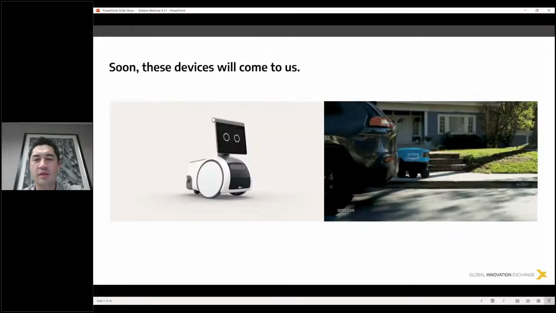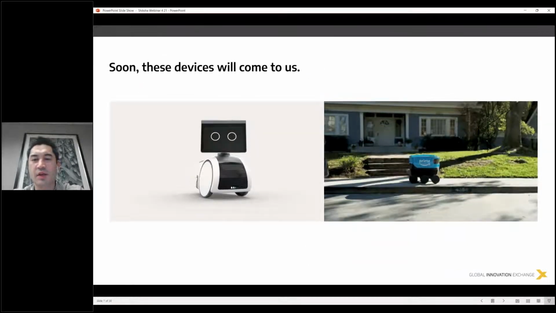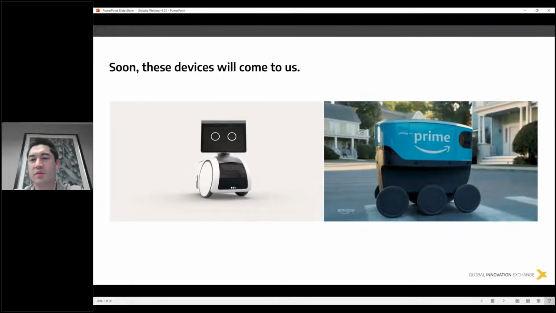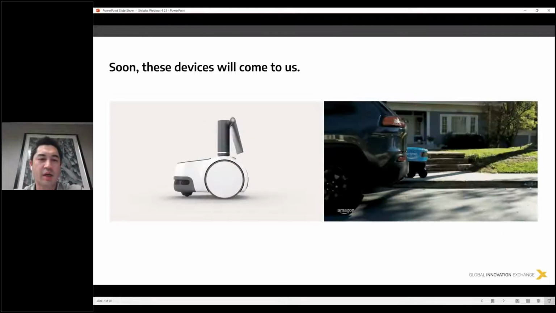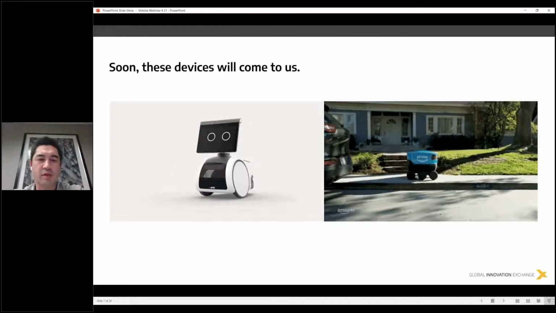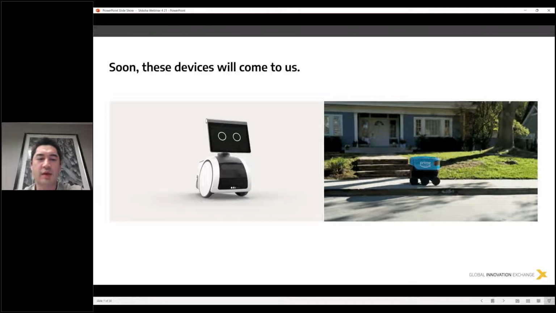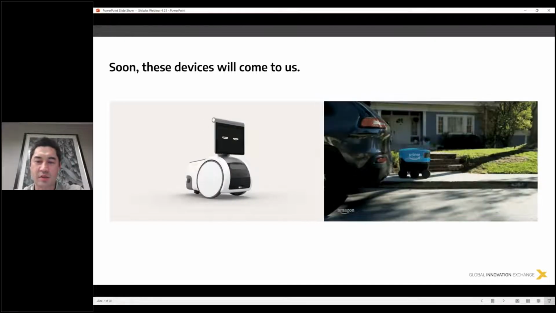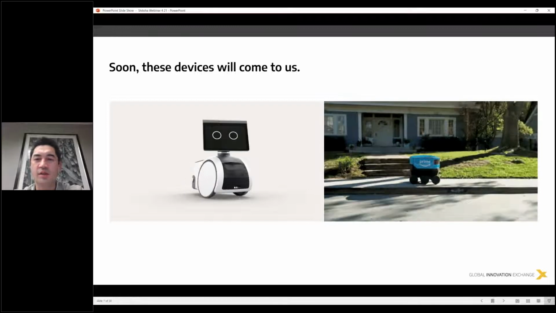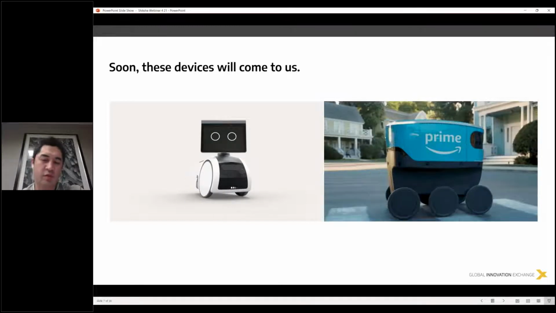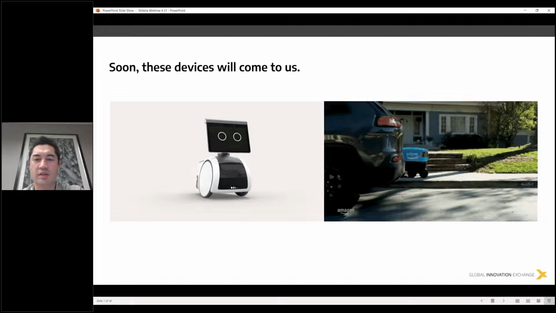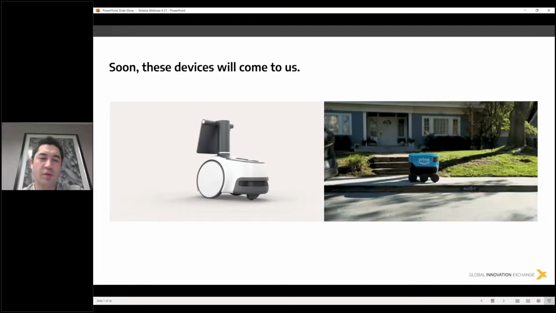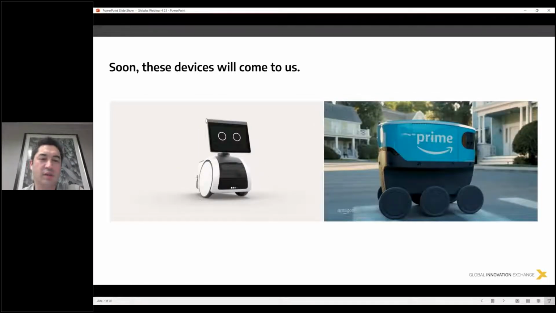There's another aspect of this that's increasing as well, in that some of these devices are going to be mobile themselves. A rise in what we would call consumer robotics or service robotics is drastically increasing. Here we can see two examples of Amazon-created robots that have different functions and that may soon be appearing near your house, or even inside your house, potentially.